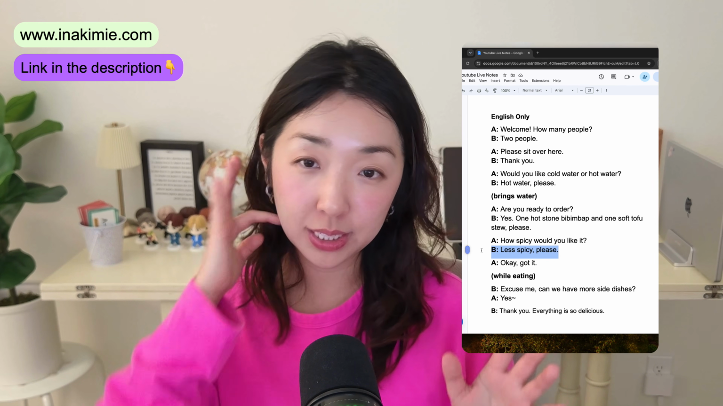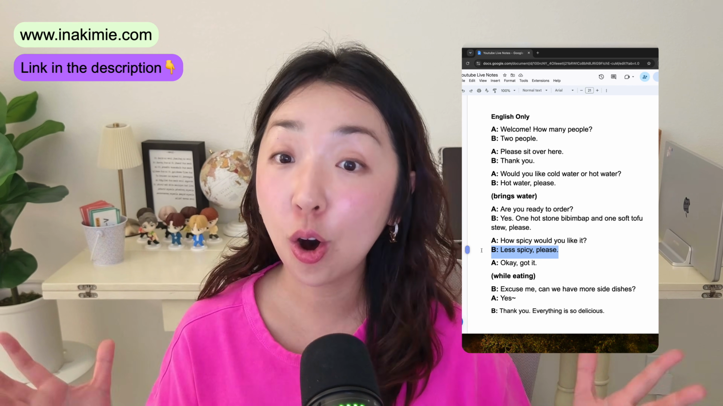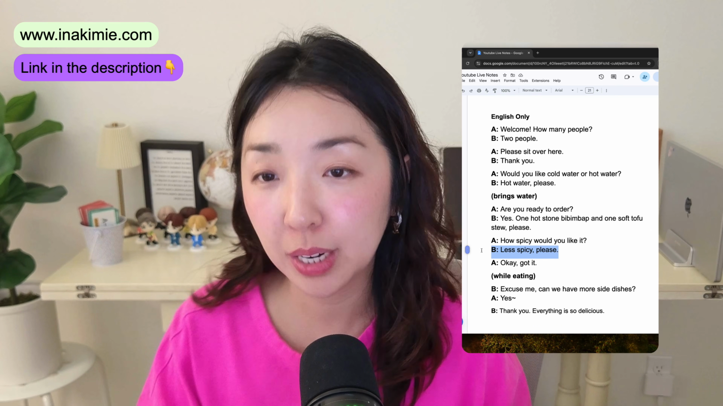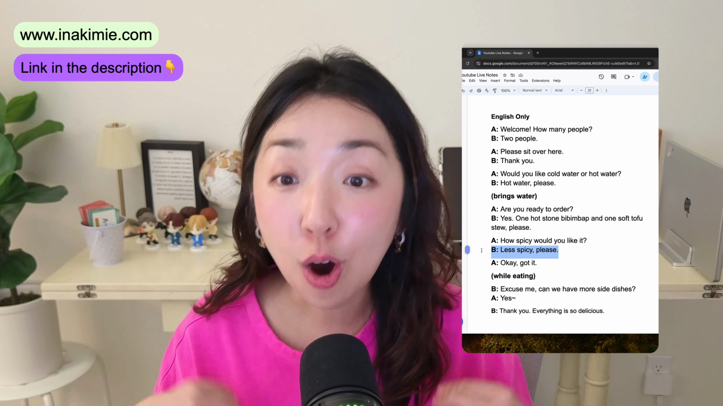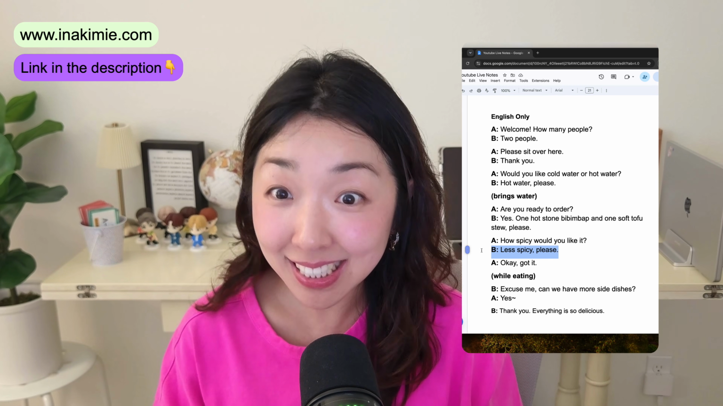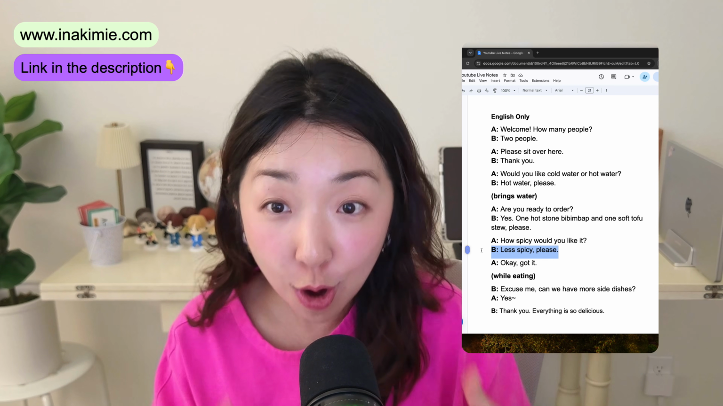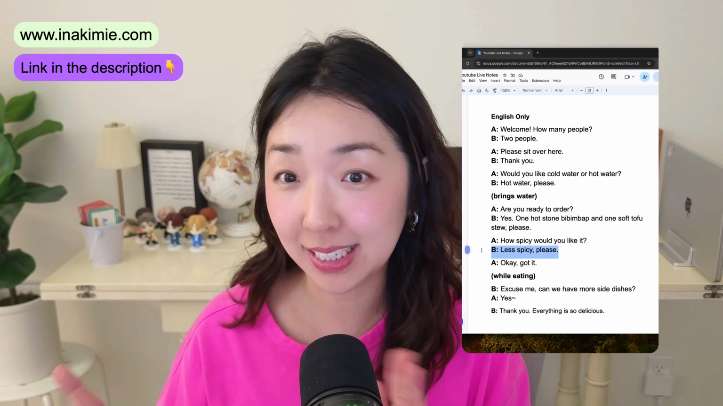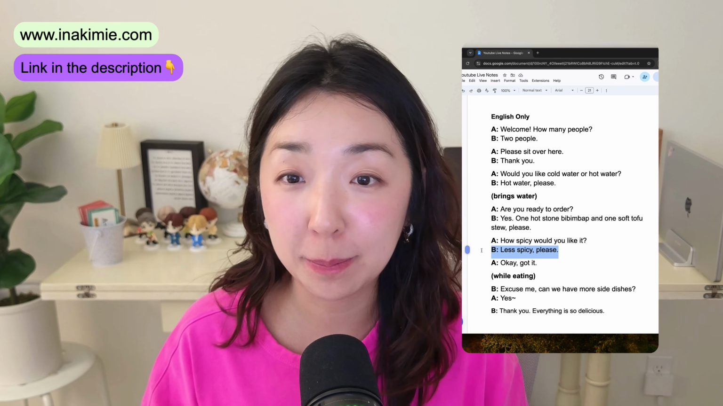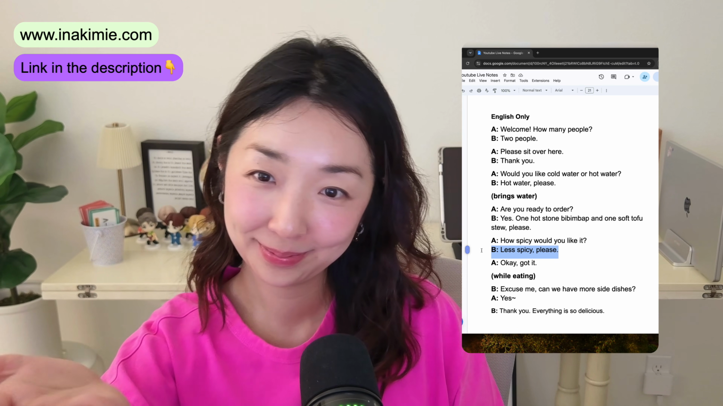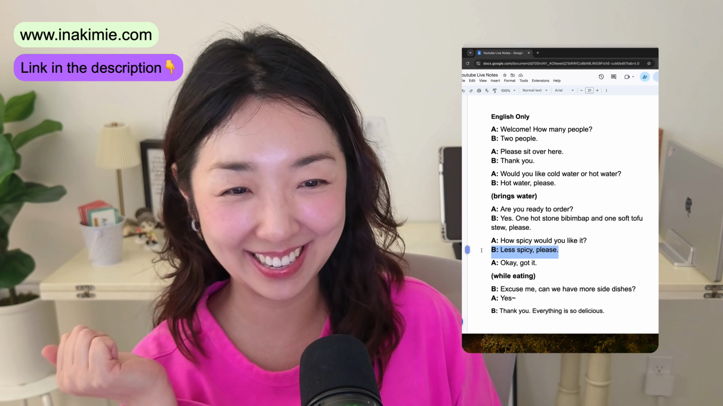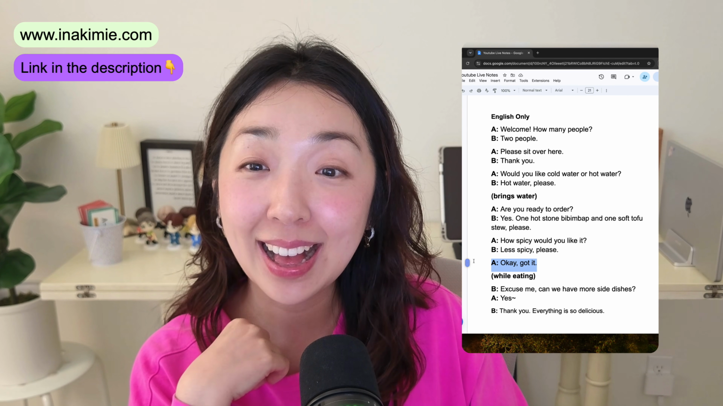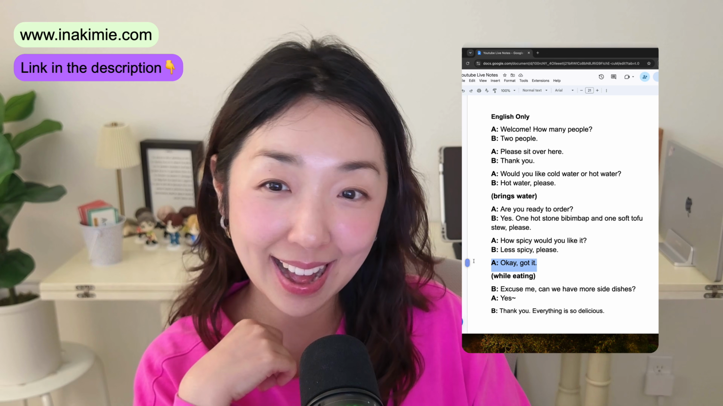So quick interesting point here. 더 with the d is more. But if you add the L, 덜, that's less. So I said 덜 맵게 해주세요. Less spicy, please. Can you try that? 덜 맵게 해주세요. There you go. And then A's like, okay, got it. 알겠습니다.